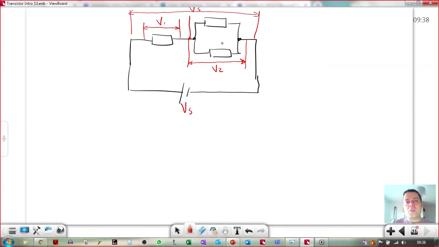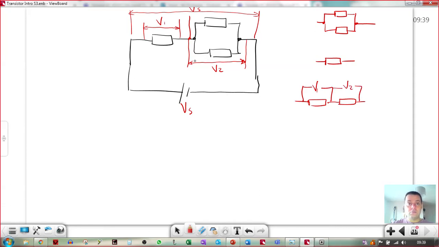Remember, we could redraw that. We could work out that total resistance and redraw it as an equivalent resistance like that. So that would make that circuit just two resistors in series. Then you'd have V1 and V2.